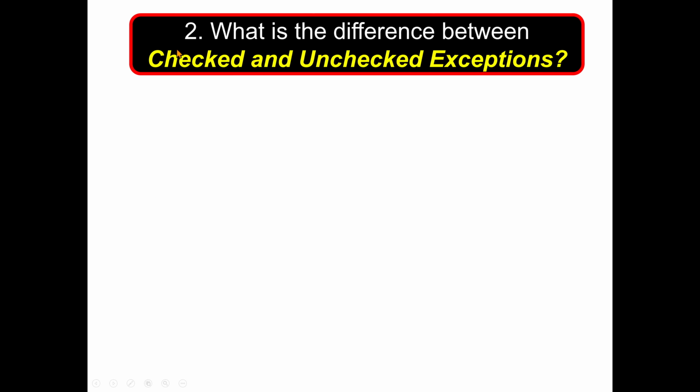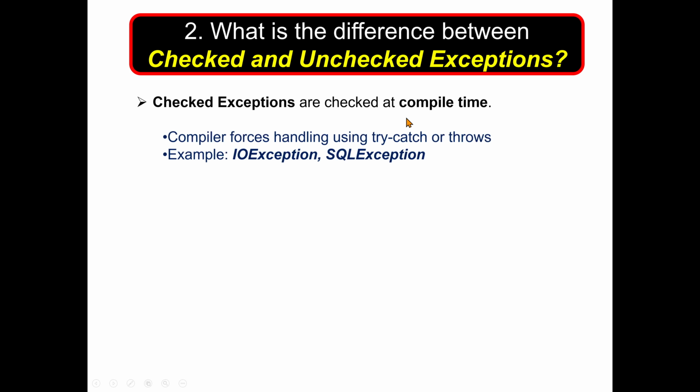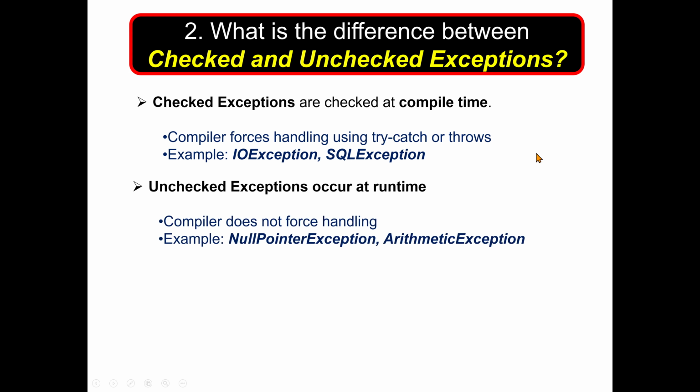Next question, important question, what is the difference between checked and unchecked exceptions? Checked exceptions are checked at compile time. This is the major point you need to keep in mind. Compilers force handling using try, catch or throws. We have seen the example of try, catch and throws, how this can be done. IO exception and SQL exception, these are two examples.